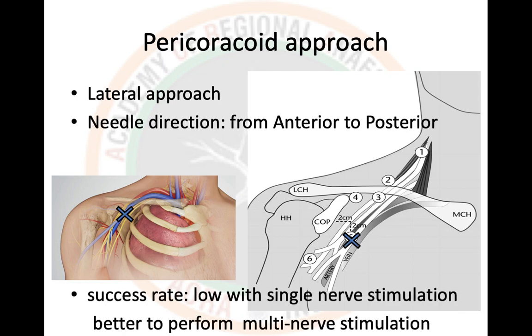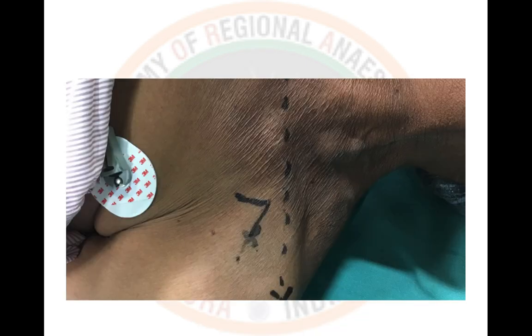So success rate is low with single nerve stimulation. It is better to perform multiple nerve injection, but when you inject the drug surrounding the posterior cord, sometimes you don't get a response for the lateral cord and medial cord because the drug is spread around the lateral and medial cord as well. So sometimes it becomes difficult, but if you can stimulate all three cords, the success rate is higher in the literature.